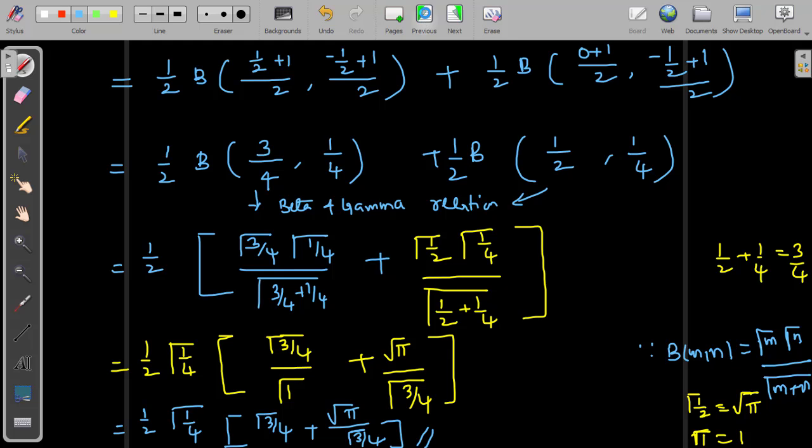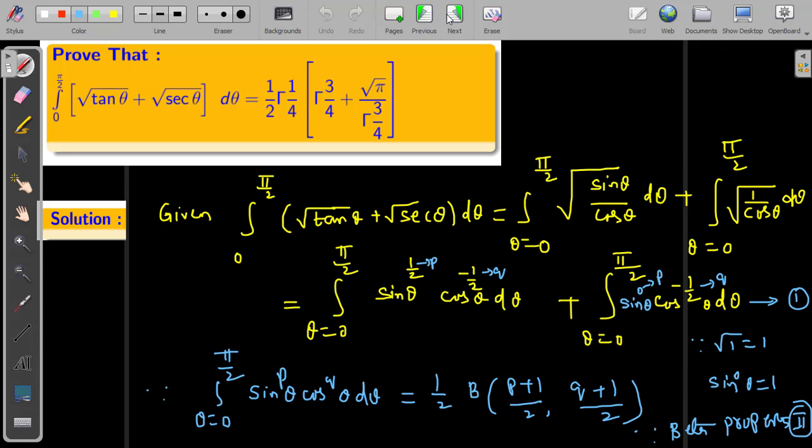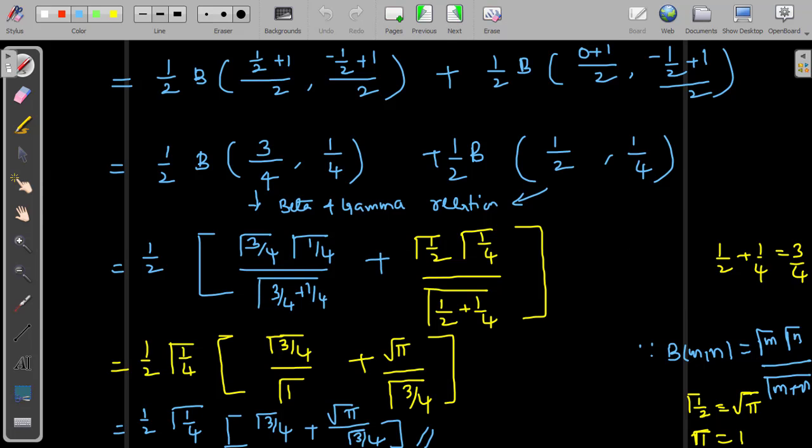Please check the result. Yes, the same result we got: 1 by 2 times gamma 1 by 4 outside, gamma 3 by 4 inside, plus root pi by gamma 3 by 4. That same result we got.